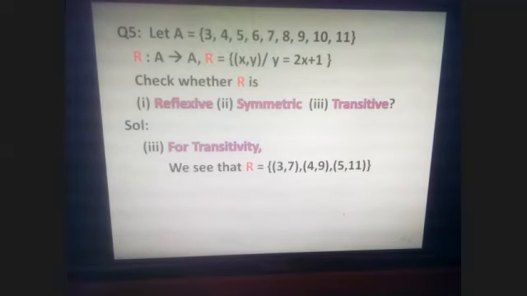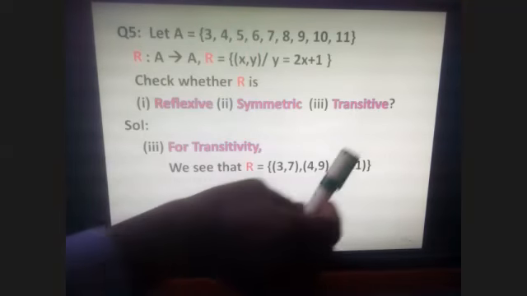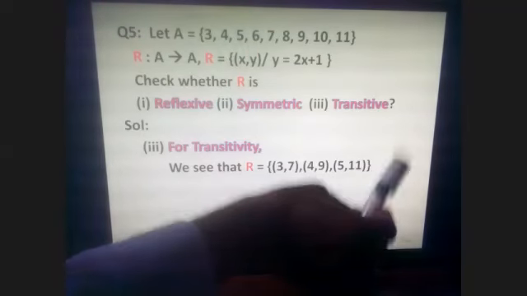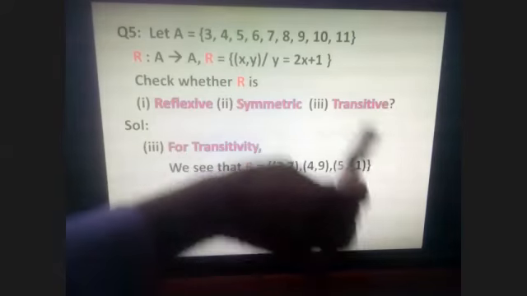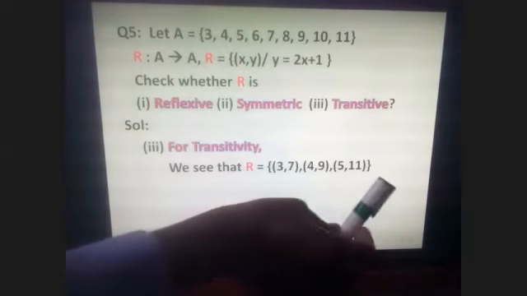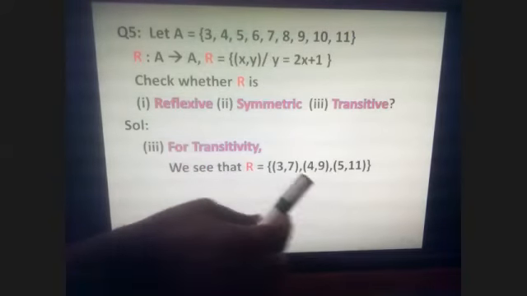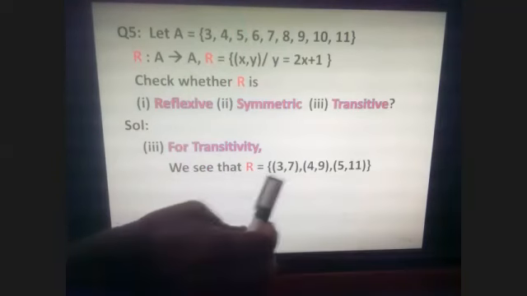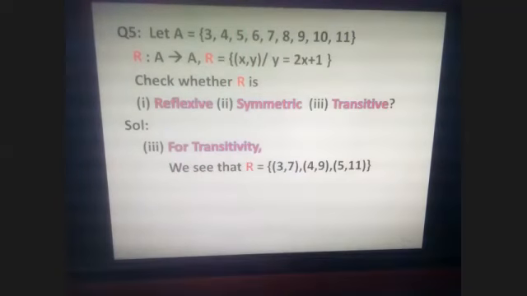Suppose I have one more element here. Suppose I have 7, 15 is there. Then 3, 7 and 7, 15 is there. But 3, 15 is not there. You can say it is not transitive.